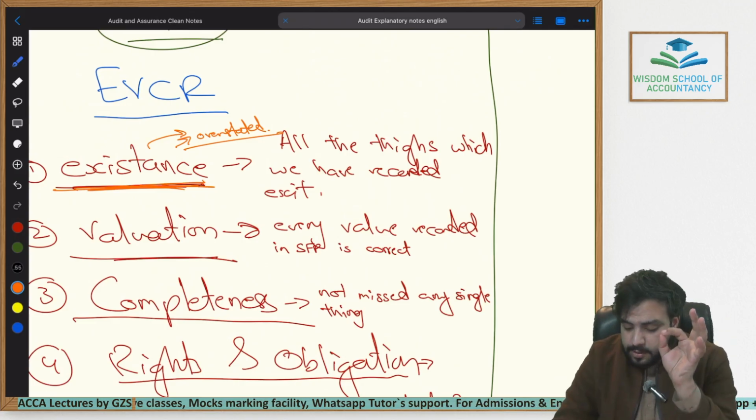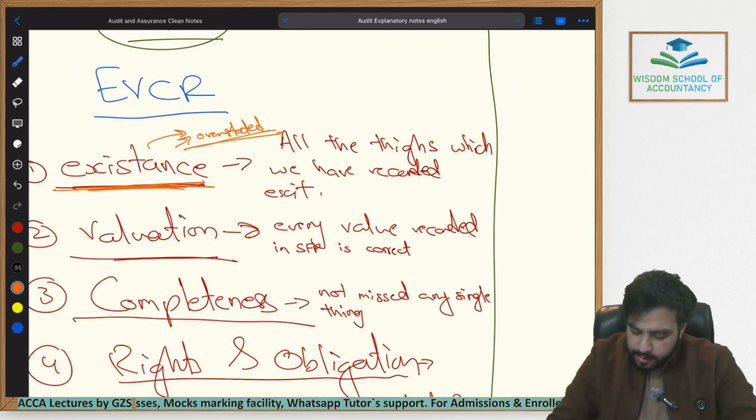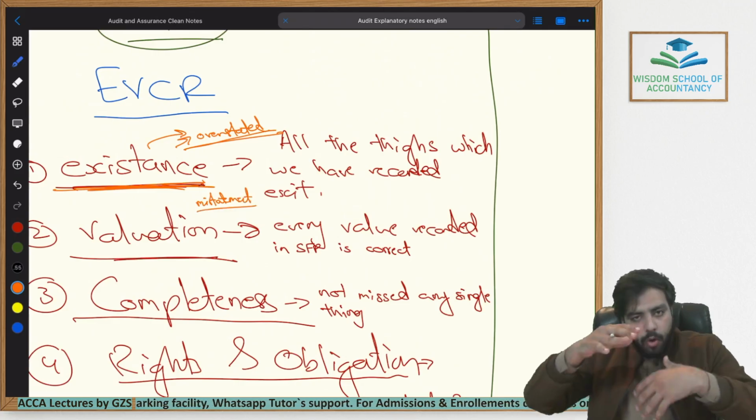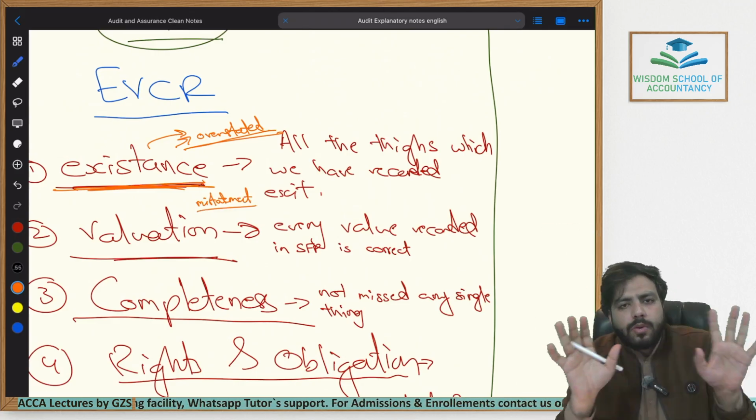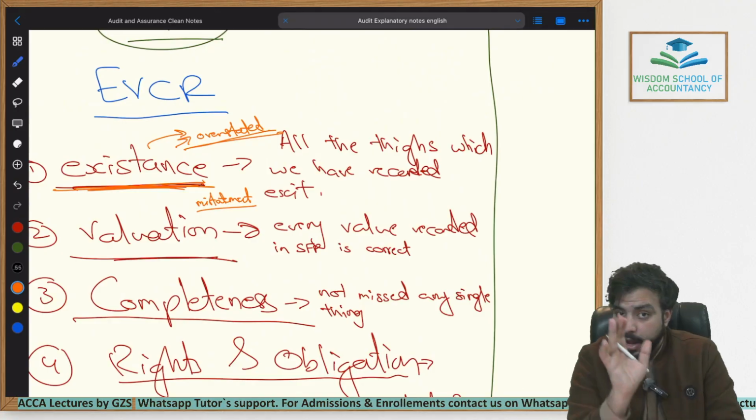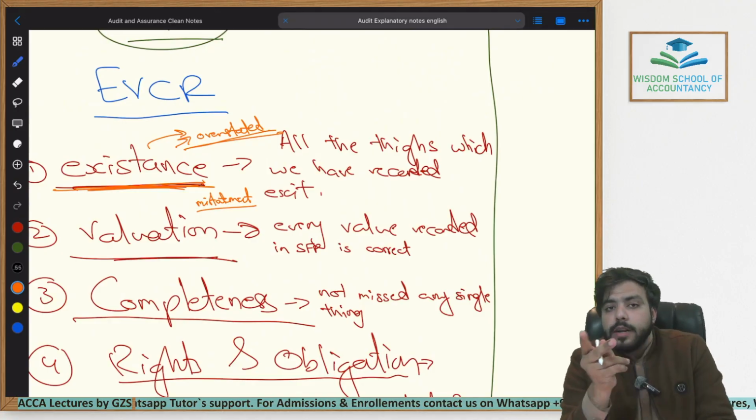Now, keep this in your mind. Existence is linked with overstatement. Valuation is linked with overall misstatement. Value can be written incorrectly by management. Either it can be over recorded or under recorded. If calculations are done appropriately, we would never know whether something is over recorded or under recorded. But valuation is a combination of both understatement and overstatement.